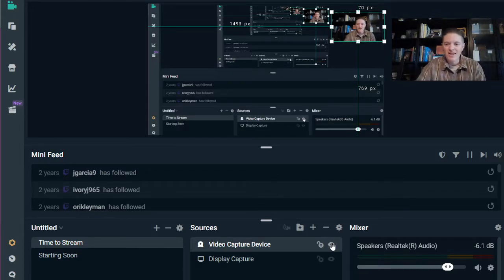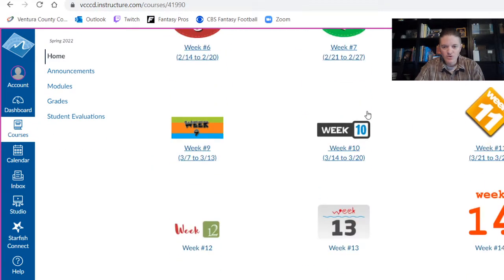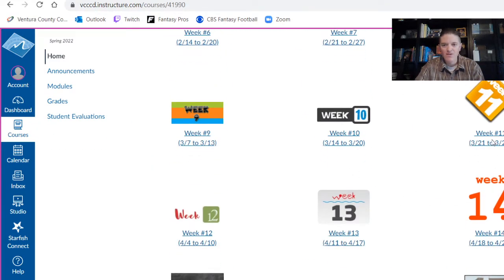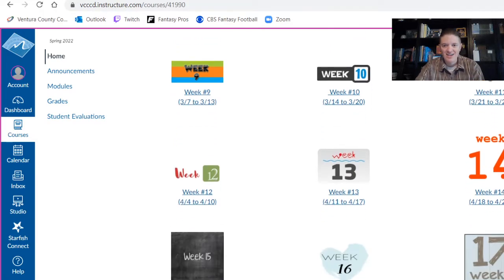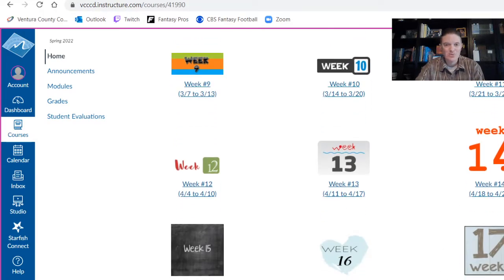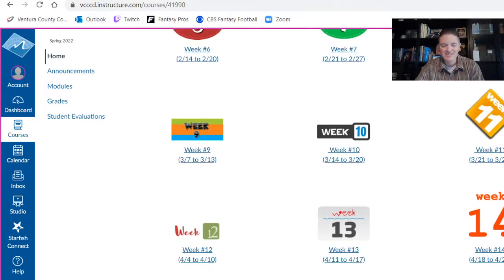So let's go ahead and head over to Canvas together. And if we scroll all the way down here, again, we are right here. We are in week number 11. And you can see we only have 17 weeks. So we're definitely getting there into the semester. But let's go back really quickly and look at some things from last week.